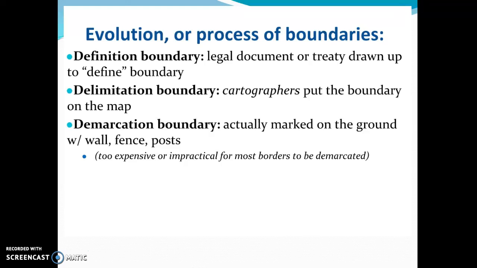Other examples would be the Treaty of Versailles, or really the League of Nations, that would decide where the new boundaries of Europe are going to be post World War I.